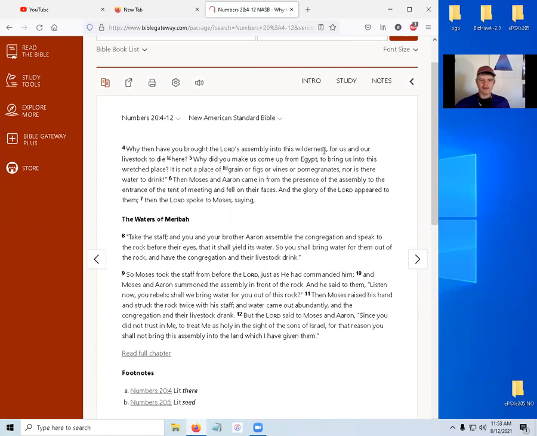Why then have you brought the Lord's assembly into this wilderness for us and our livestock to die here? Wait. Somebody asked a question of someone. We have no idea what's going on. Why then have you brought, who is the you? Somebody brought the Lord's assembly, like the church? Well, Numbers is in the Old Testament. It's probably not the church. Like, man, if you knew nothing about the Bible, you can't even get past this verse.